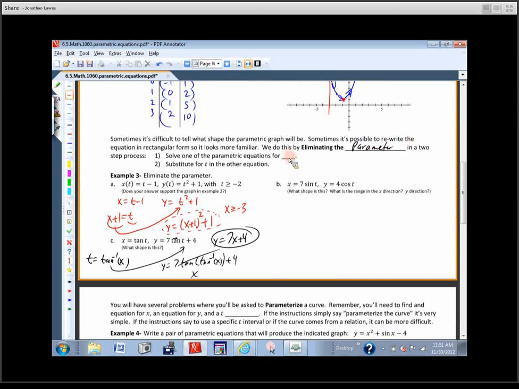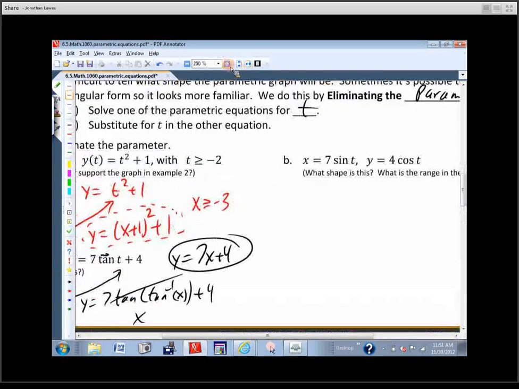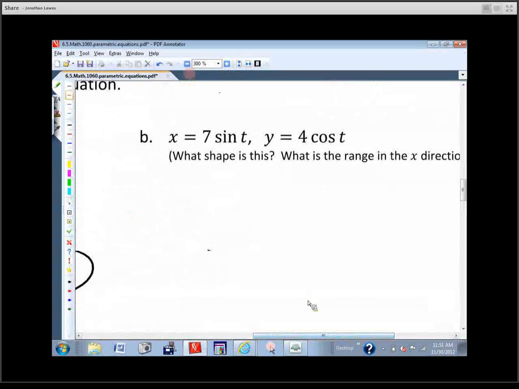Eliminate the parameter and solve one of those for t. Sorry about that. That's weird. Okay. We don't need quite that big.